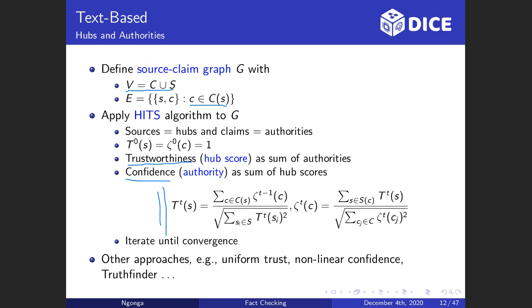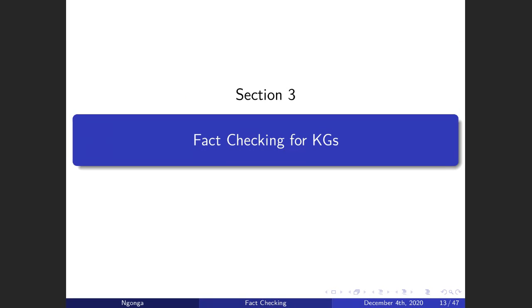All right, so fundamentally what we're saying here is we can reduce the trustworthiness and confidence problem to a hub authority problem, and we can use existing algorithms to solve that. You are not forced to use HITS. You can use uniform trust or nonlinear confidence or TruthFinder algorithms and the like. That boils down to the same idea.